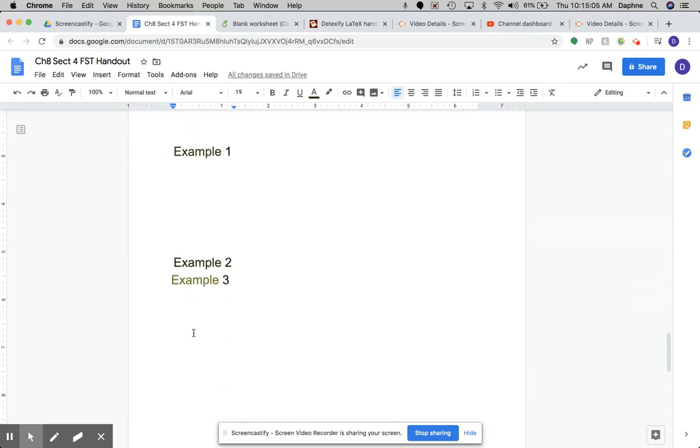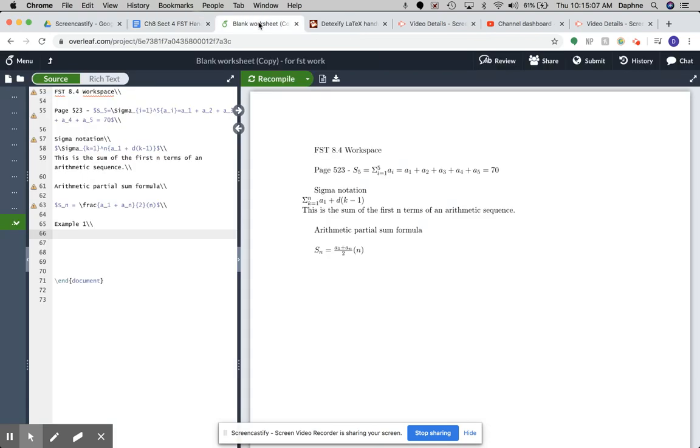So I'm going to start on example 1. I'm going to go back to my worksheet. Example 1, I'm going to type it here, and then I'm going to compile the whole thing so you can watch my typing as well.